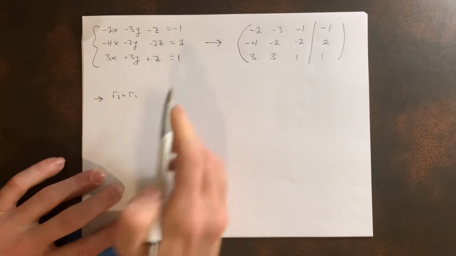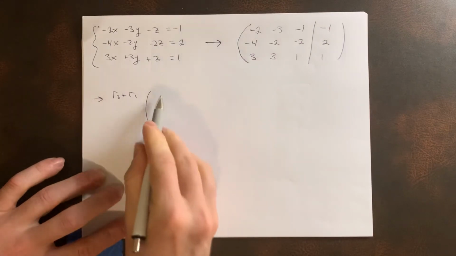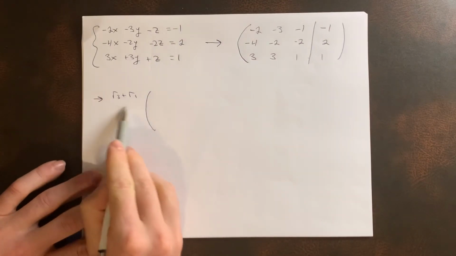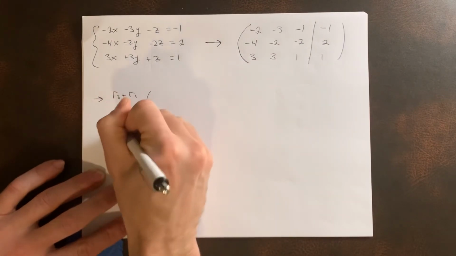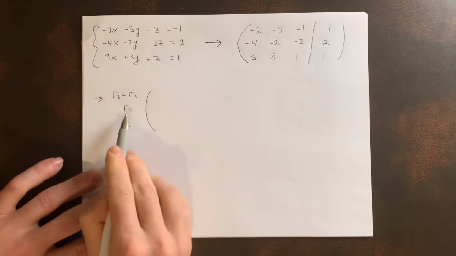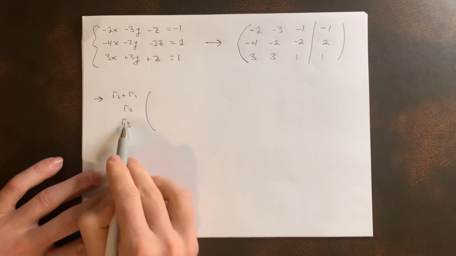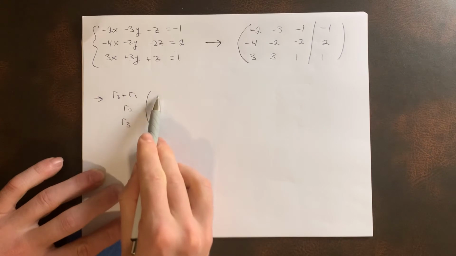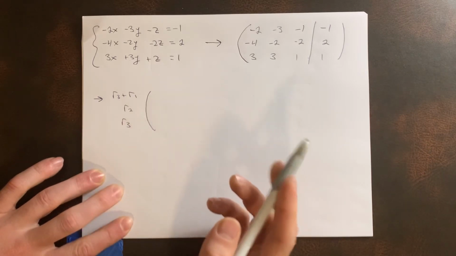That's going to be our new row 1. So that's what we're going to write right here. The next one, we're just going to keep row 2 to be the same, and then we're going to keep row 3 to be the same. The reason why we're keeping these two the same is the only thing we want to do right now is make this top left number a 1. That's our only thing that we're trying to do for this first step.